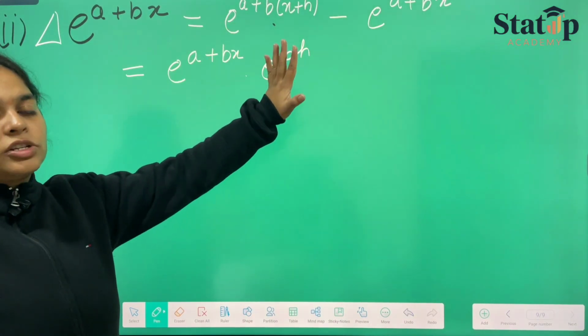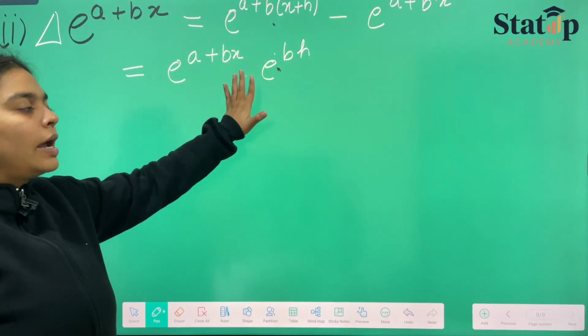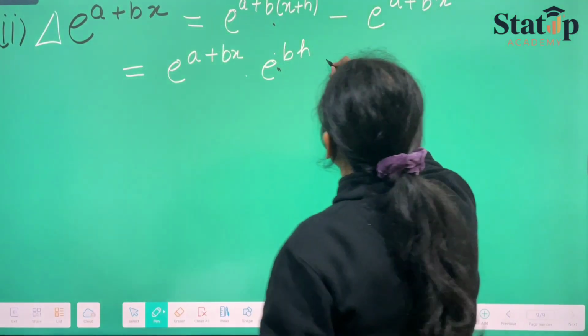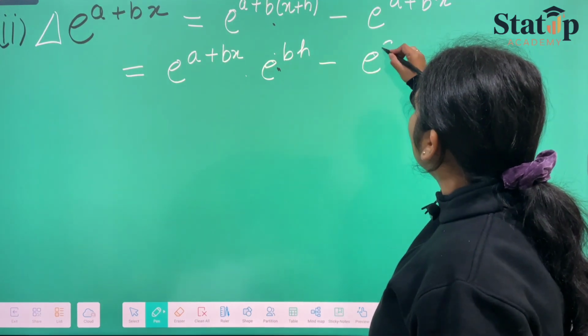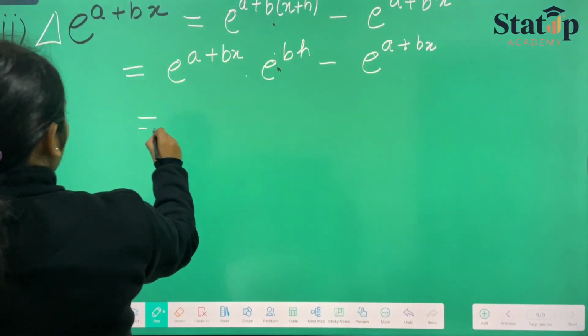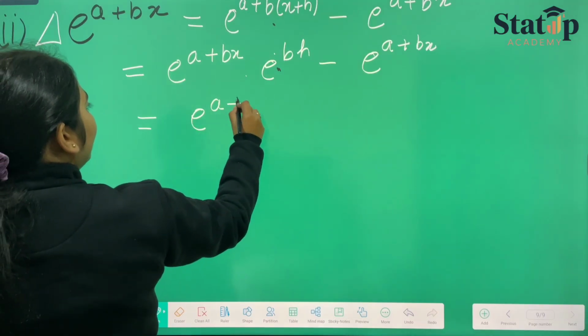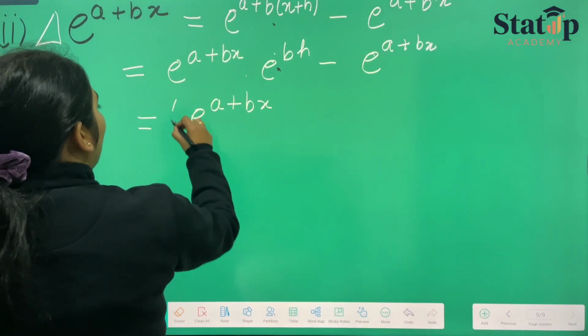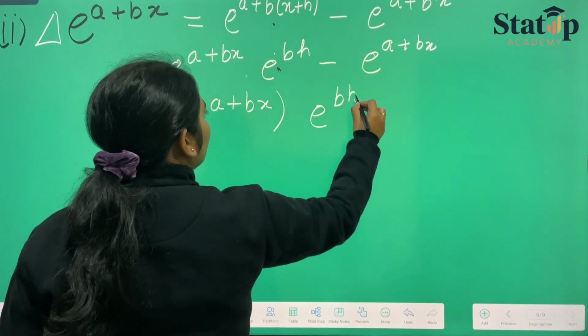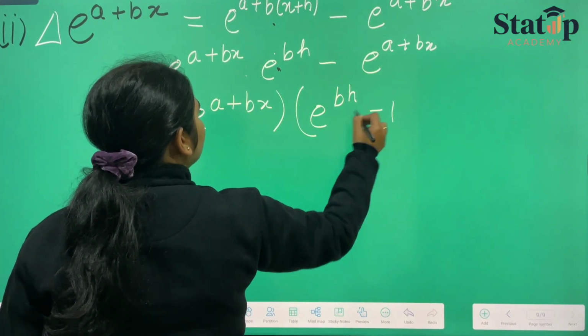Instead of writing bh with a plus sign, I am writing it separately with the multiplication sign, and minus e raised to the power a plus bx. Just to take common, that's it. So we can take e raised to the power a plus bx as common, and we will be left with e raised to the power bh minus 1.